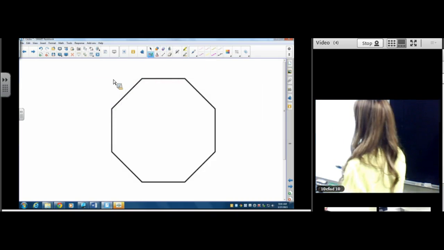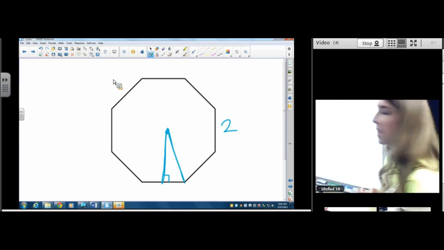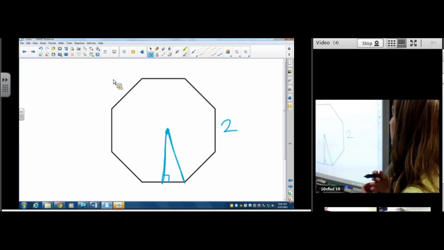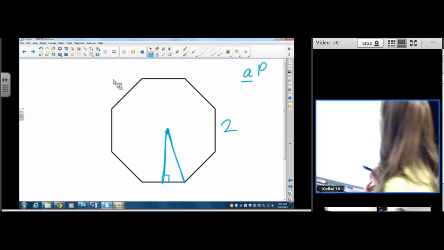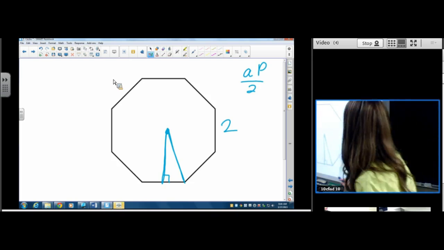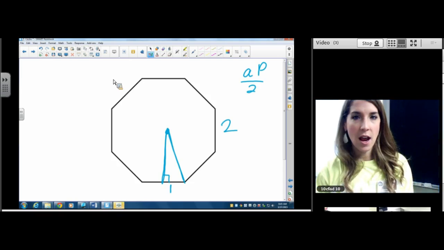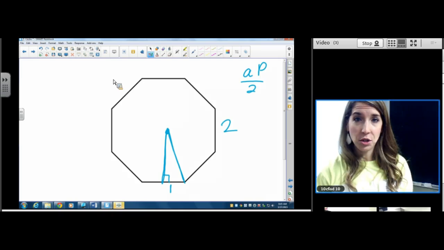Okay, the side is 2. So we're going to draw our apothem, we're going to draw our radius, and the side is 2, like we said. Okay, so we need an apothem, we need a perimeter, and then we'll divide them by 2. We know that this is 1, but this is not 30, 60, 90, so we're not going to use any shortcuts or rules. We're going to have to do trig.